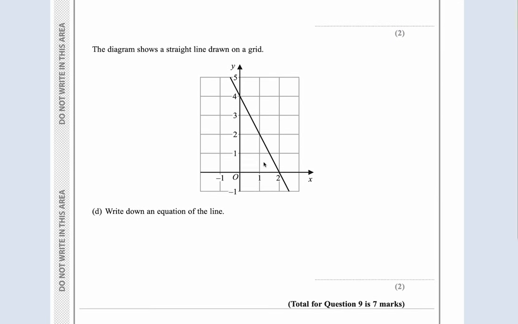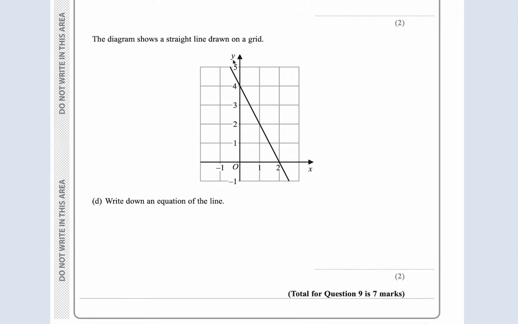Part D, the diagram shows a straight line. Write down the equation of this line. Right, y equals mx plus c, guys. Y equals, what is the gradient? The gradient is the change in y over the change in x, which is 2, but it's going down, so it's minus 2. It goes down 2 for every 1 across, so it's minus 2x plus c, which is the y-intercept, plus 4. So y equals minus 2x plus 4.